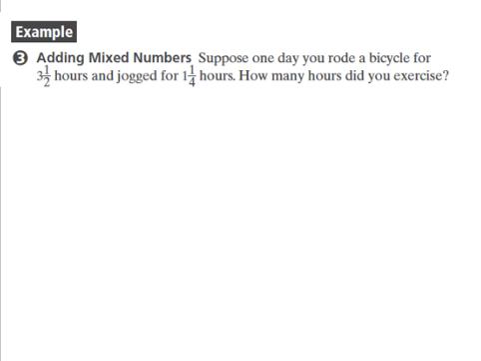For example number 3, adding mixed numbers. Suppose one day you rode a bicycle for 3.5 hours and jogged for 1.25 hours. How many hours did you exercise? We're going to take 3 1/2 and add to it 1 1/4.